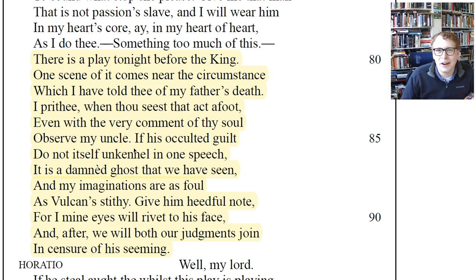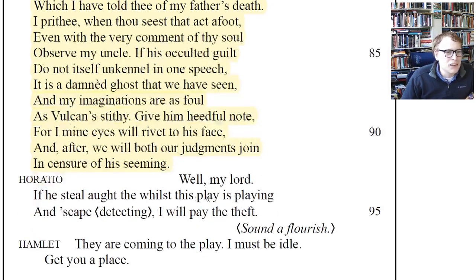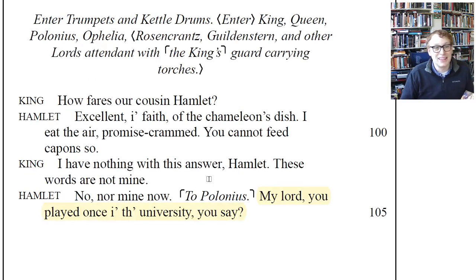my uncle." Right? Watch him. See what he does when he sees that scene. "And then, for mine eyes will rivet to his face, and after we will both our judgments join in censure of his seeming." So we're going to watch him. We're going to see how he responds, right? And with both our judgments, we'll join them together, and we'll do a little judging, censure of what he seems to have revealed, right? All right, so they're going to do this. Now let's get on to the play within a play.